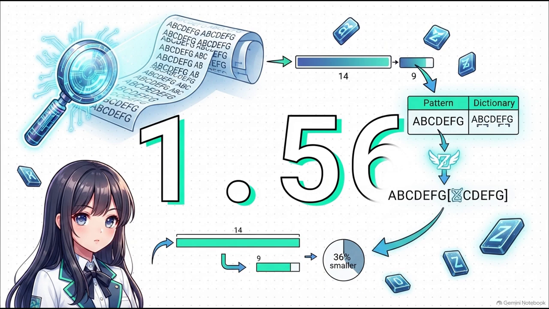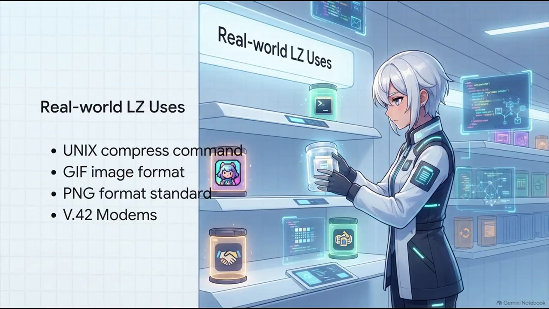Now, that might sound pretty small, but it actually means you instantly wipe out over a third of the file size just by looking for patterns. So why should you care? Because these exact dictionary-based algorithms are literally the invisible engines running your digital life. Every single time you send a looping GIF meme or upload a PNG graphic with a transparent background, you are relying on the Lempel-Ziv algorithm to keep those file sizes small and your internet running fast.